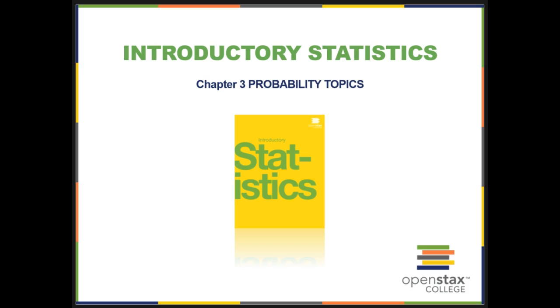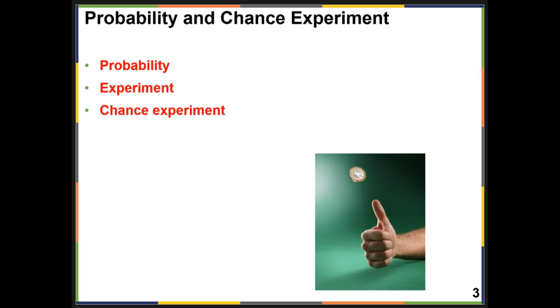Let's take a look at probability topics today. Chapter 3, we're going to start with terminology. Probability is a measure that is associated with how certain we are of outcomes of a particular experiment or activity.